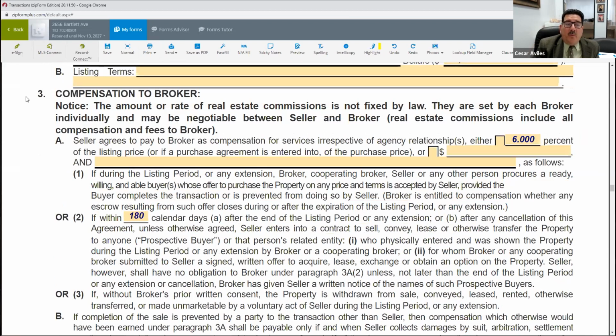And we come to where we get paid. How do we get paid? The amount of rate of the commission is not fixed by law. So never say that it is fixed by law. Say, my broker likes to charge 6%, right? You have to say the company is a full service real estate company.